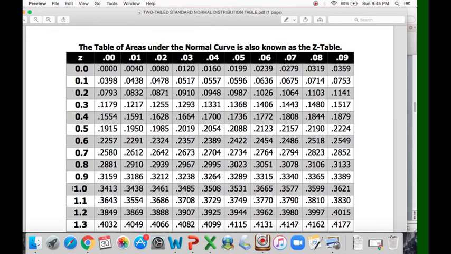Titignan natin dito. Ayan, 1.0. Kulang siya ng 0, right? Kukunin natin siya dito sa taas. So, para siyang multiplication table nung bata kayo, na kung saan titignan niyo yung intersection ng dalawang numbers. So, here, we have 1.0 and 0.00, and that is the area. 0.3413.